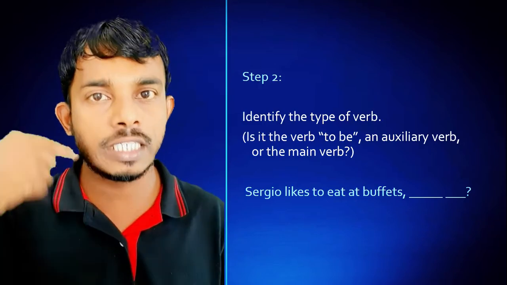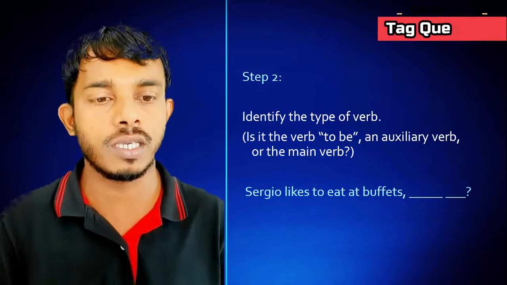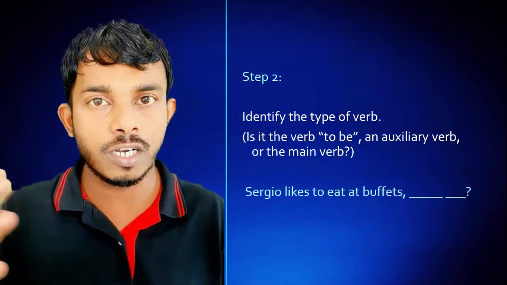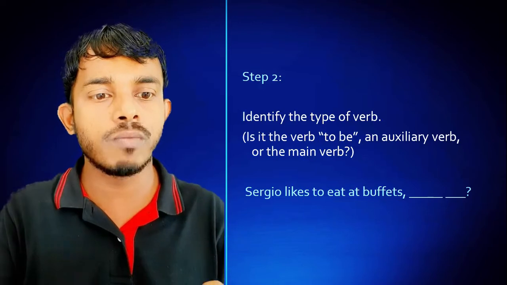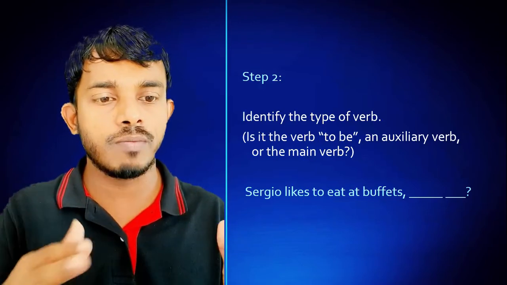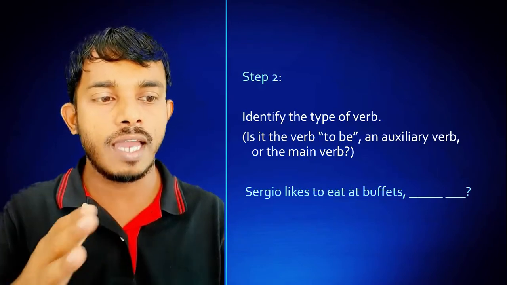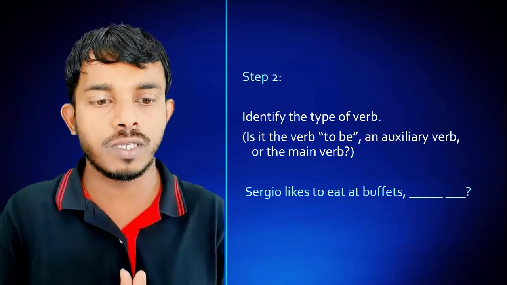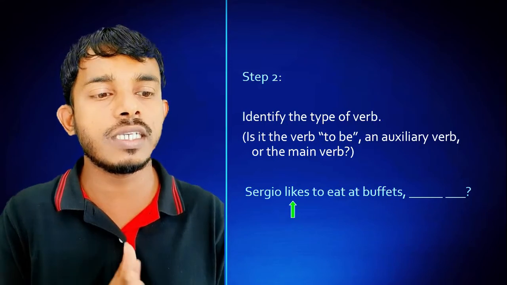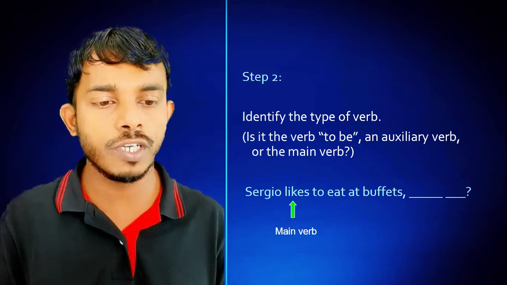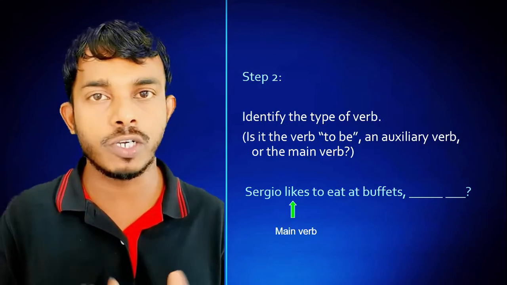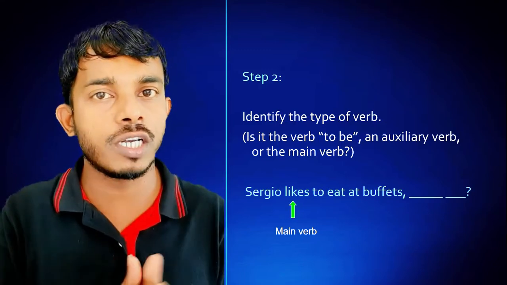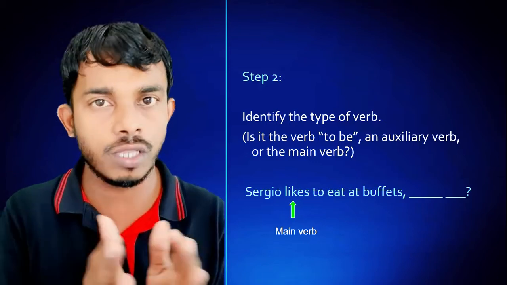Step 1 is over. Step 2, what you have to do next, is to identify the type of verb. Whether it is an auxiliary verb, the verb to be, or the main verb, we have to identify the type of the verb. Here, Sergio likes to eat at buffet. We know that likes is the main verb, not an auxiliary verb. Is, was, were, have, had, will, these are all auxiliaries.